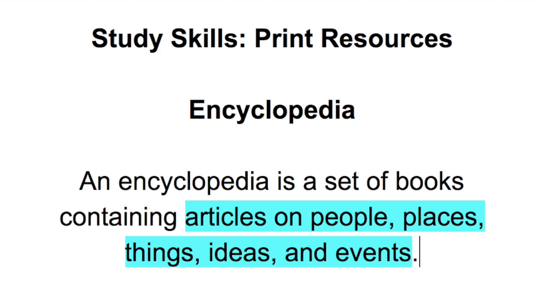All right, our next print resource is an encyclopedia. An encyclopedia is a set of books containing articles on people, places, things, ideas, and events. And we know an article is something written to give information, right? So an encyclopedia is just a set of books containing information about people, places, things, ideas, and events.